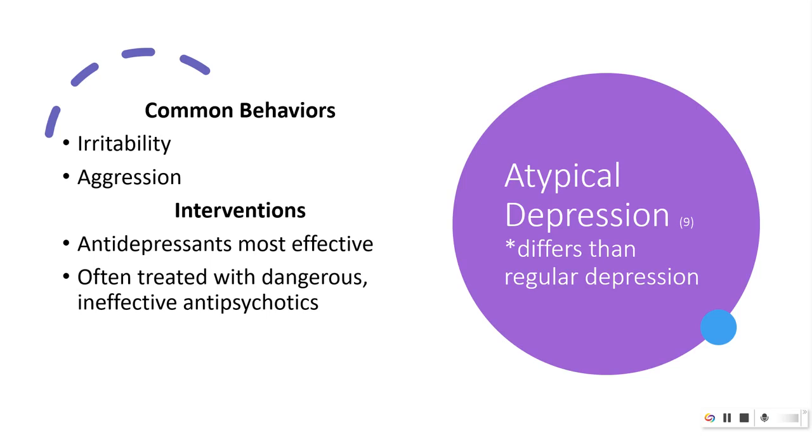So wanting to start with an antidepressant, thinking about that when we're talking with our families. If they start to say they're becoming more irritable, they're becoming more aggressive, you might want to talk with the provider about possibly starting them on something for that, thinking that they might have some depression.